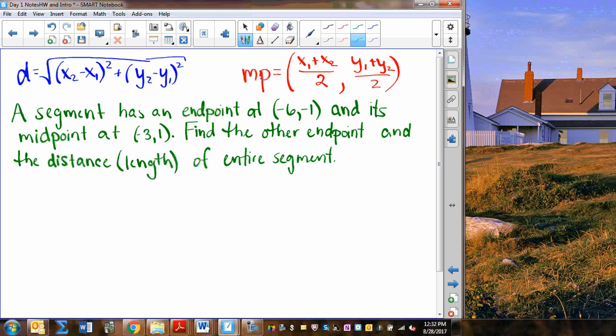Alright, so slightly different scenario. We now have an endpoint and the midpoint that's been given to us. So we're going to use that information in our formulas up there to try to find the location of that other endpoint, as well as the distance of the entire segment.